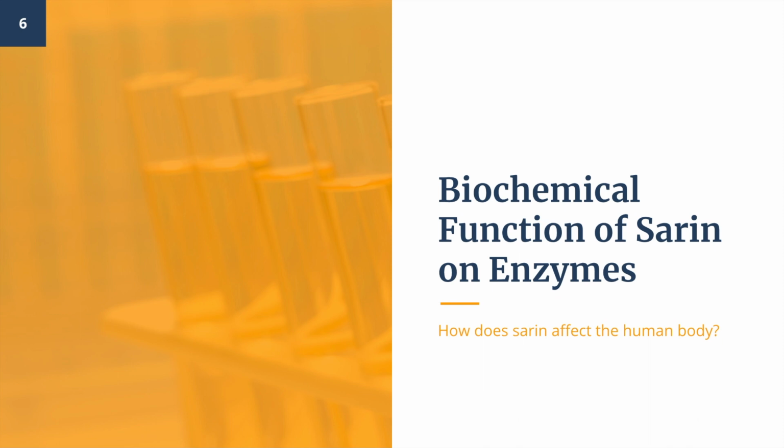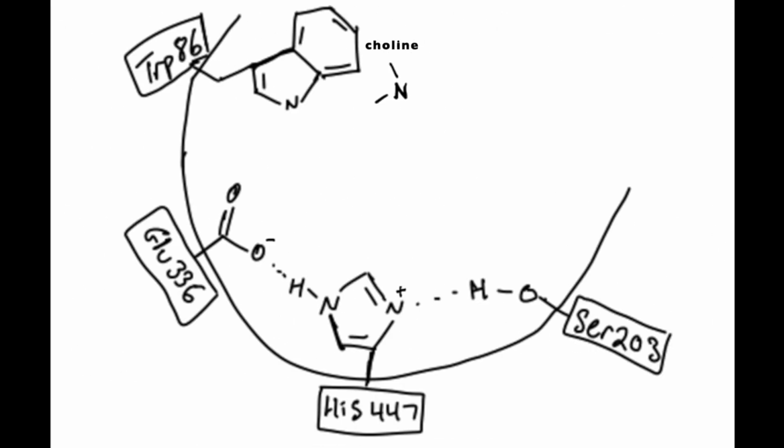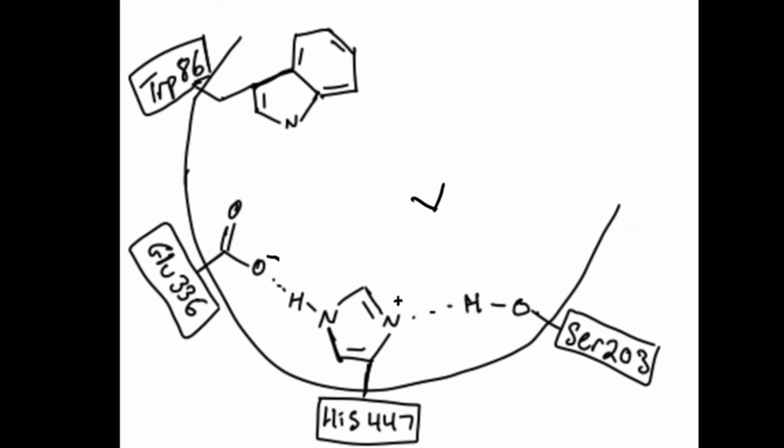Sarin acts by inhibiting acetylcholinesterase irreversibly. Acetylcholinesterase normally functions by breaking down acetylcholine into acetic acid and choline. Acetylcholine is hydrolyzed by the serine hydroxyl group in the catalytic triad of acetylcholinesterase. Sarin inhibits acetylcholinesterase through phosphorylation. Sarin phosphorylates the serine hydroxyl group in the catalytic triad.